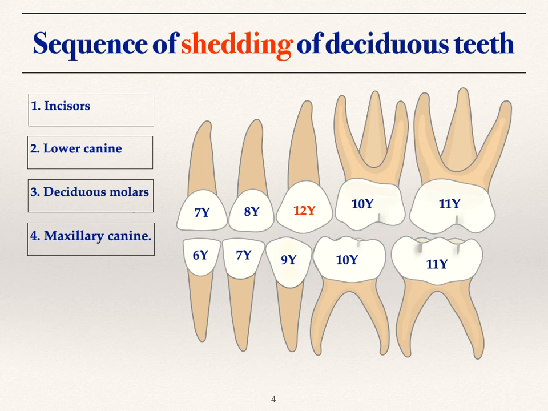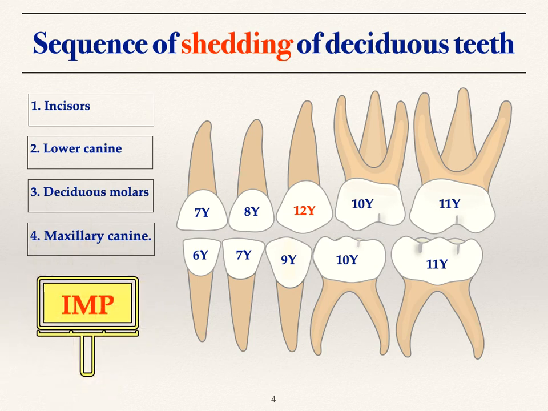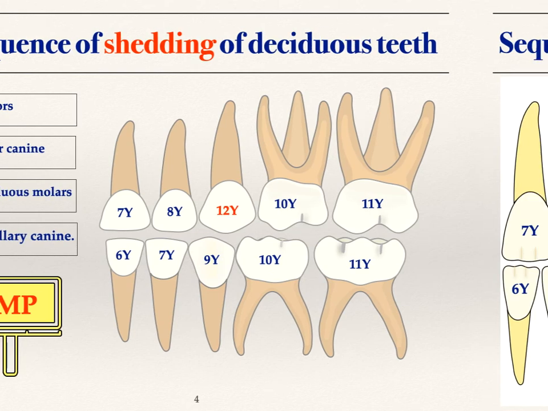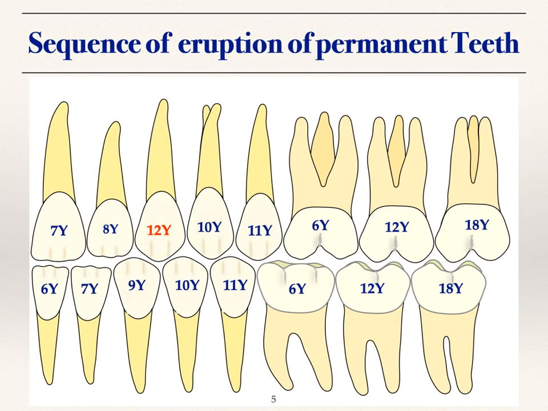You must know the sequence of shedding to prevent early extraction of deciduous teeth that might lead to malocclusion of the permanent successor. Why? Because the early loss of deciduous teeth leads to loss of space needed for eruption of their permanent successor. The sequence of shedding is equal to the sequence of eruption of the permanent successor, as you see in the figure.